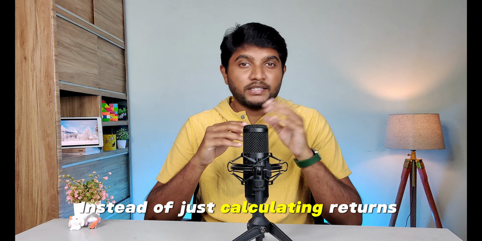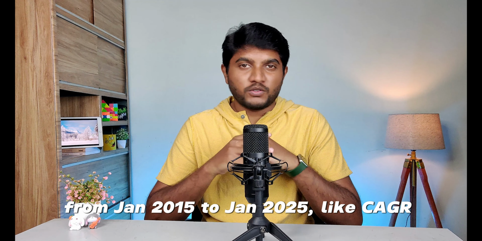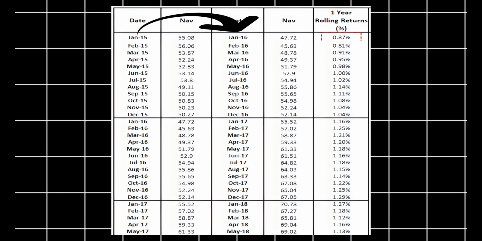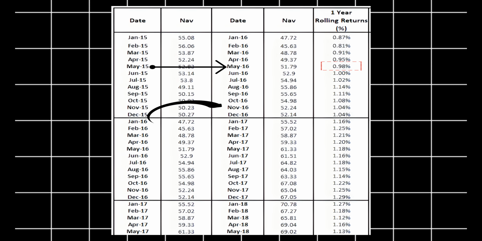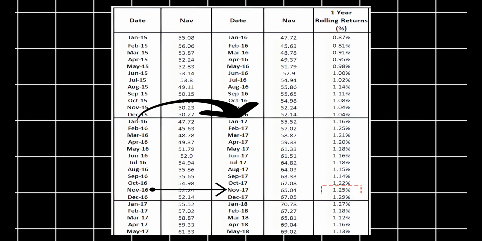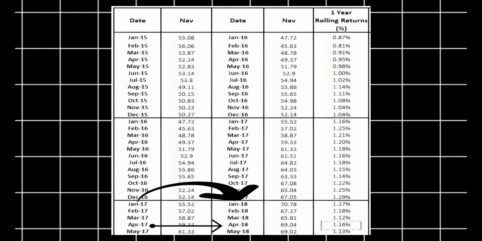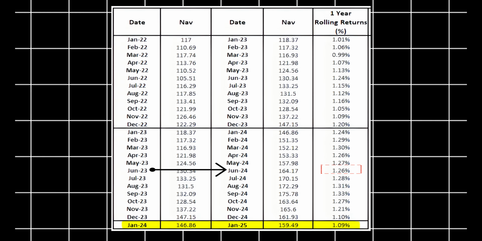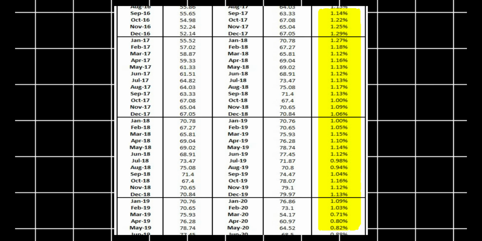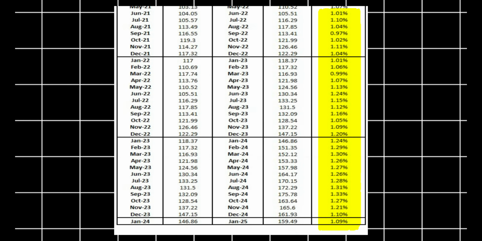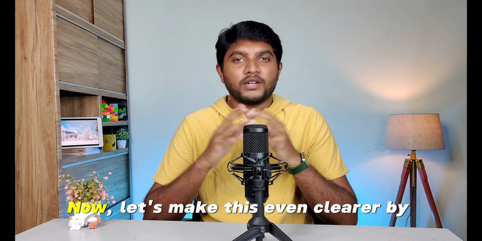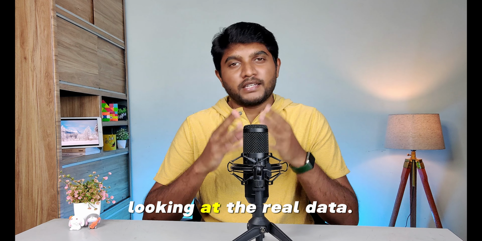Instead of just calculating returns from Jan 2015 to Jan 2025 like CAGR does, rolling returns check multiple time frames like Jan 2015 to Jan 2016, then Jan 2016 to Jan 2017, then Jan 2017 to Jan 2018 and so on. This process continues for every possible start date within the given period. And once we have all these different returns, we take the average to understand how consistent the fund has been over time. Now let's make this even clearer by looking at the real data.